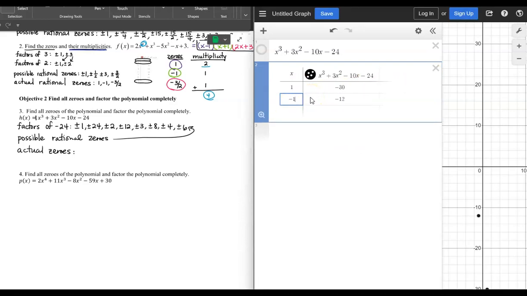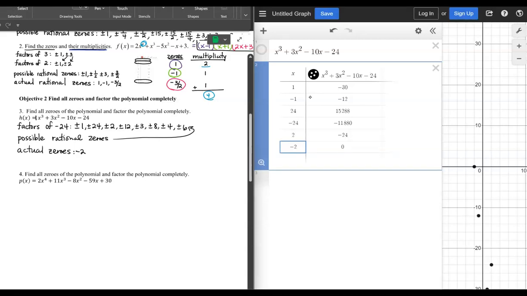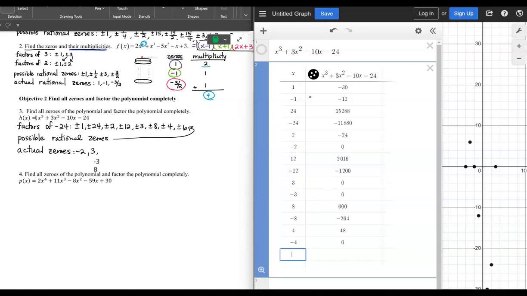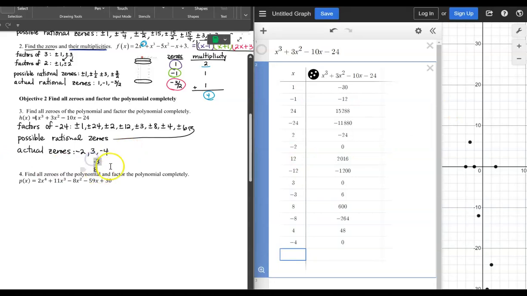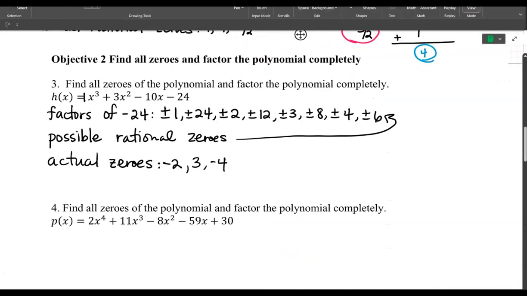So I try 1, negative 1, 24, negative 24, 2, negative 2. So negative 2 is giving me 0, so that number I will add to my list of actual zeros. 12, negative 12. 3 has given me 0, and I can see that negative 4 has also given me 0. And at this point, I can stop looking for zeros because the degree of our polynomial is 3. And so there can be no more than 3 zeros.